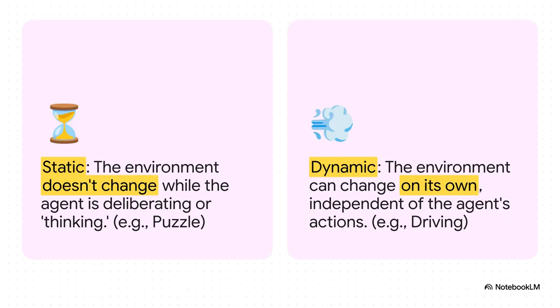And this one is absolutely crucial. Is the environment static or dynamic? A static environment, like a crossword puzzle, will patiently wait for you. You can take all day to think. But a dynamic environment, it moves on without you. While a car's AI is thinking about what to do, the traffic light could change, or the car in front could slam on its brakes. You have to think and act in real time.